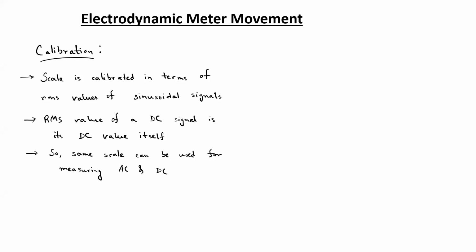Now, regarding the calibration of the scale of this type of meter movement, the scale is normally calibrated in terms of the RMS values of sinusoidal signals. So that actually makes it sufficient to measure both DC and AC signals, because the RMS value of a DC signal is actually the DC value itself. So if the scale is calibrated in terms of the RMS value of the sinusoidal signals, the same scale can be used for measuring both AC and DC quantities.